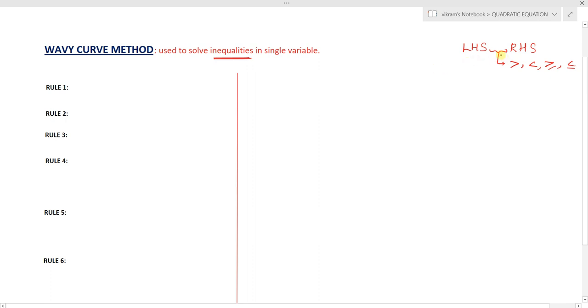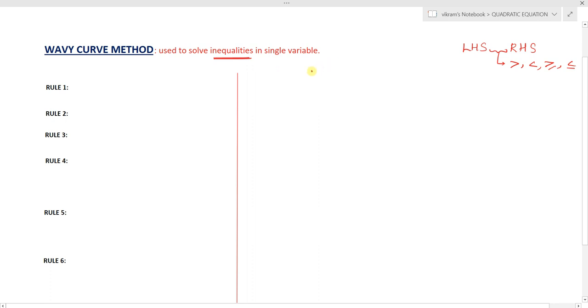Now to solve these inequalities, which are in a single variable, we use the wavy curve method. We have seen in the previous lectures how to represent intervals: open intervals, closed intervals, semi-open and semi-closed intervals, and curly intervals, and we have seen some basic properties regarding inequalities. Now we are going to learn the wavy curve method.